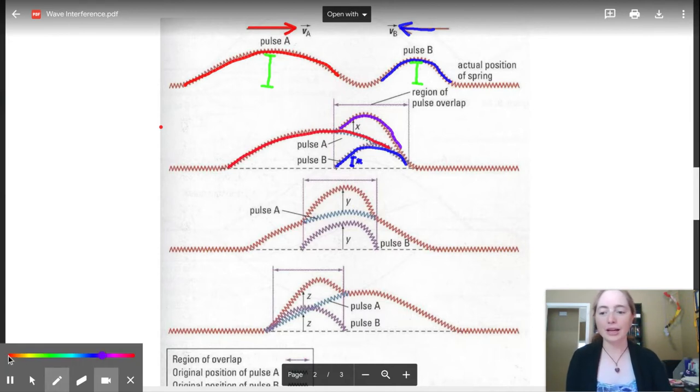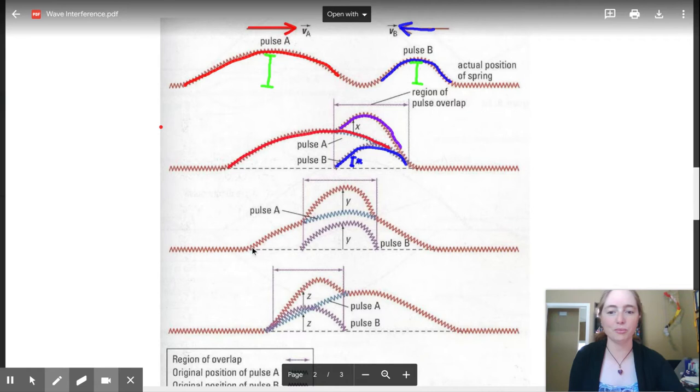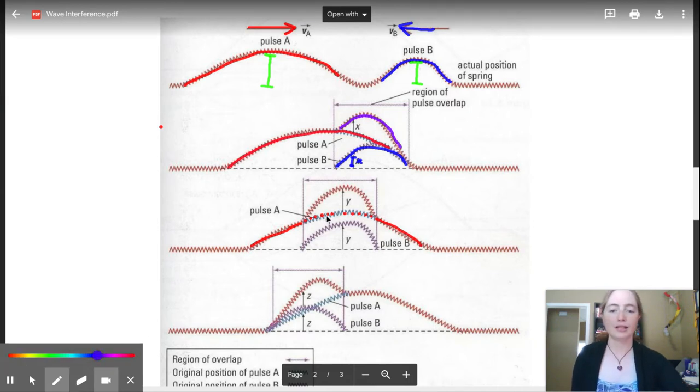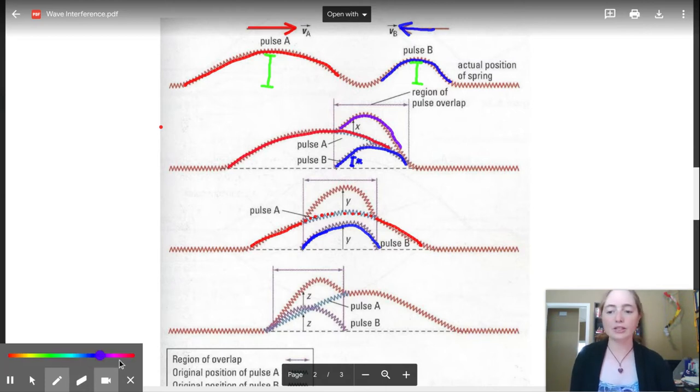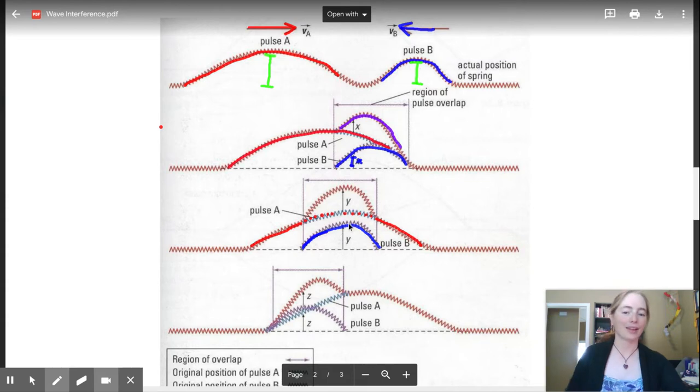Now we're adding this wave to this wave. As the red wave continues moving down the spring, this is where the red wave actually would be. If it was by itself, this is where the blue wave would be if there was no red wave. However, ladies and gentlemen, because they're overlapping, they're in the same place at the same time, their amplitudes are going to add. So what we're actually going to see is the purple wave here, the adding of these two.